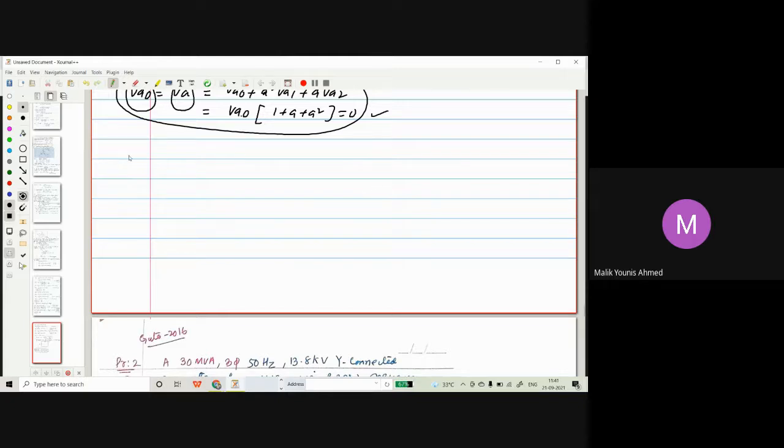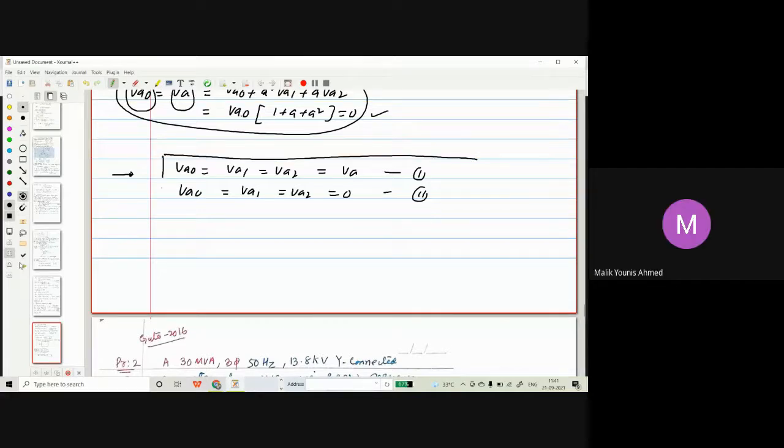So I'll write it here, for people who may have some confusion. VA naught can be equal to VA1 and VA2. This is one possibility. Second possibility is VA naught is VA1 is VA2 is 0. Okay, is it clear or not? Yes sir. So either way you are getting these two possibilities.